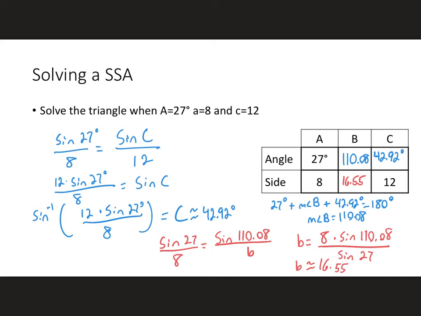This looks like a pretty standard triangle, and it seems that our biggest angle is angle B, and that matches up, that's opposite our longest side, 16.55. And then A is our smallest angle, and side A is our smallest side. That makes sense. And angle C is 42.92, which is in the middle, but definitely closer to 27. And then the side is 12.